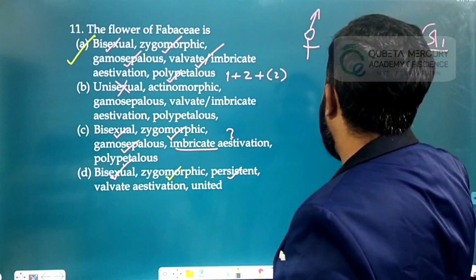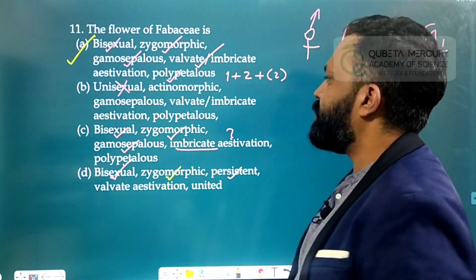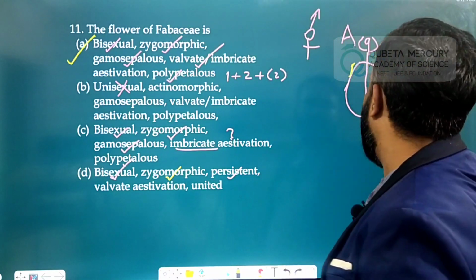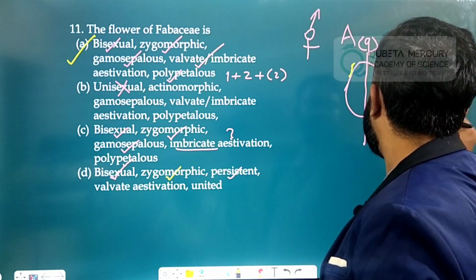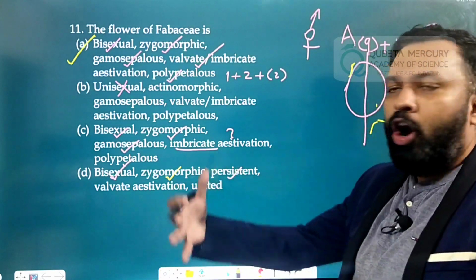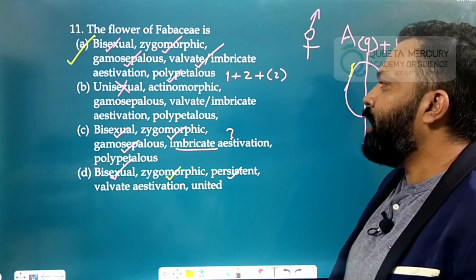Zygomorphic, exactly, the flowers are bilateral in symmetry, said to be the zygomorphic nature. Gamosepalous, yes, the calyx is made of 5 sepals fused together, called gamosepalous, either in valvate or in imbricate aestivation, right?